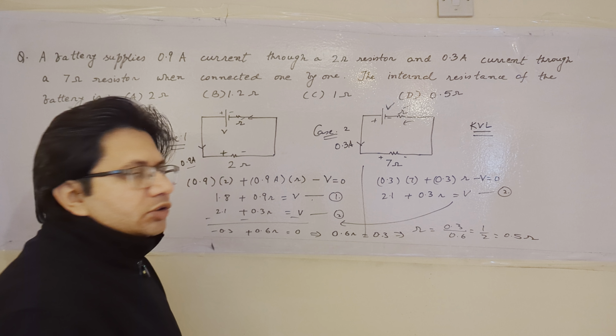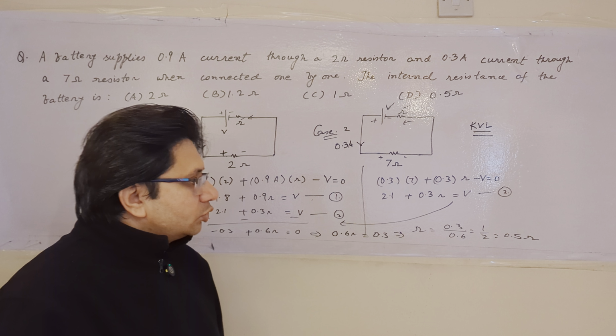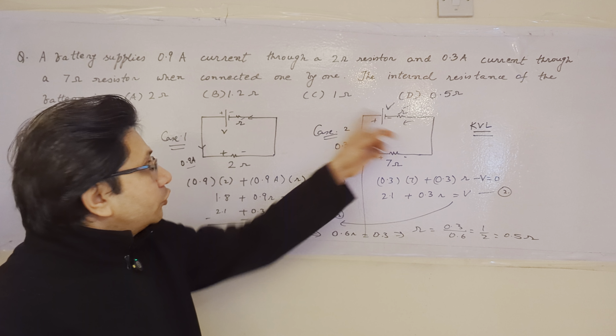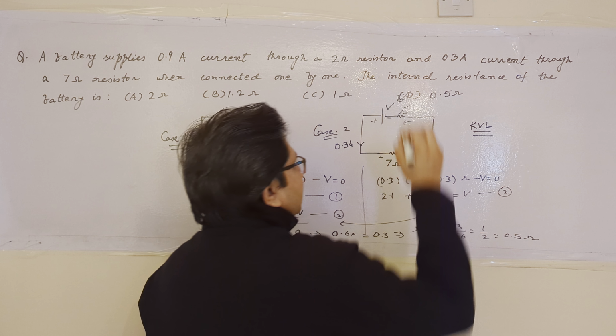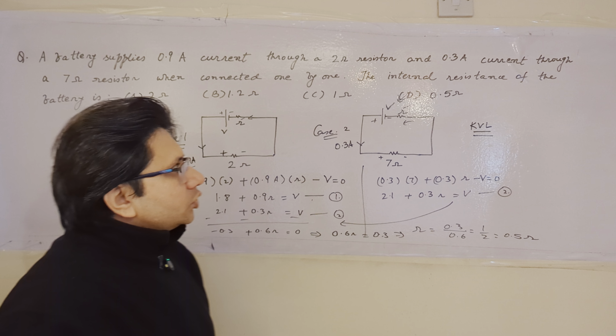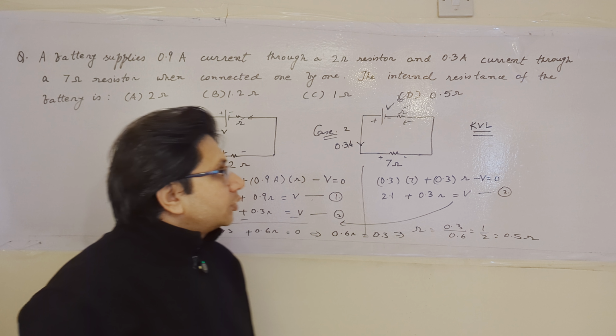So the internal resistance of the battery comes out to be 0.5 ohms. This is the value of small r. So option D is correct here. Option D is the correct choice. 0.5 ohm is the internal resistance of the battery.